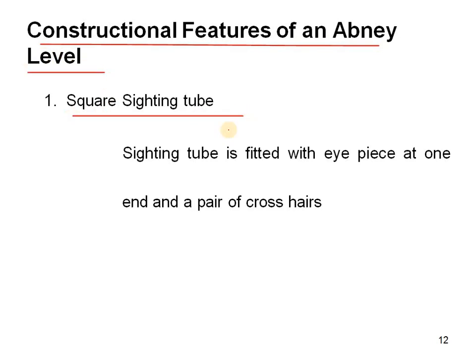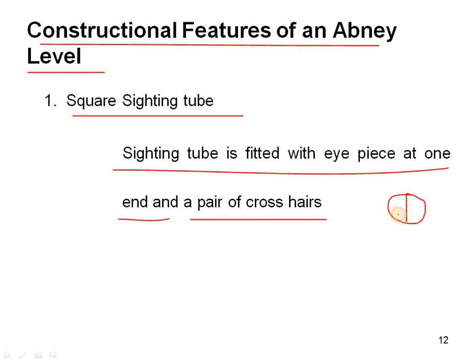So square sighting tube. This square sighting tube is fitted with an eyepiece at one end and a pair of crosshairs. So this square sighting tube is used for sighting the object. That means any height of the object which is there, that point we can see. Generally it will be like this. Wherever you see the instrument, the crosshairs will be one horizontal, one vertical. If possible, any other will also be there. Okay.